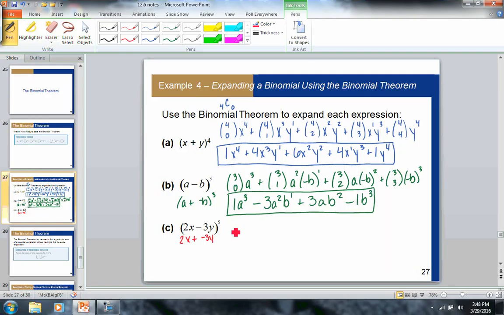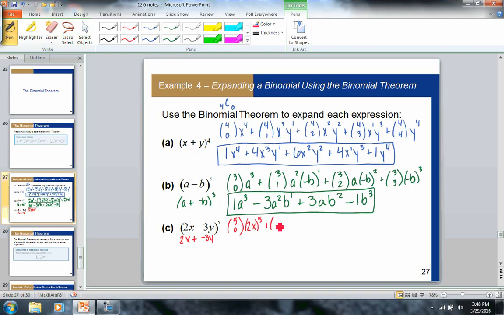Okay. And this one's going to get a little complicated. It might get a little smushy here, so I'll try and be conservative with my space. But I'm going to start with 5, 0. And then my first term is the 2x to the fifth.